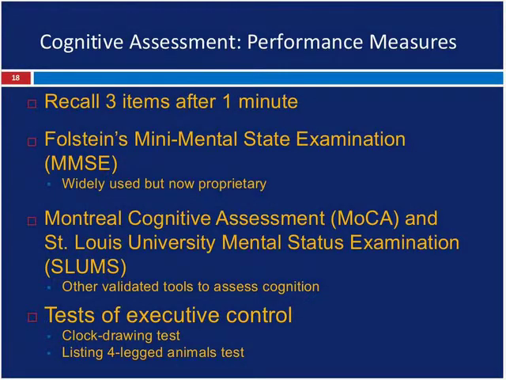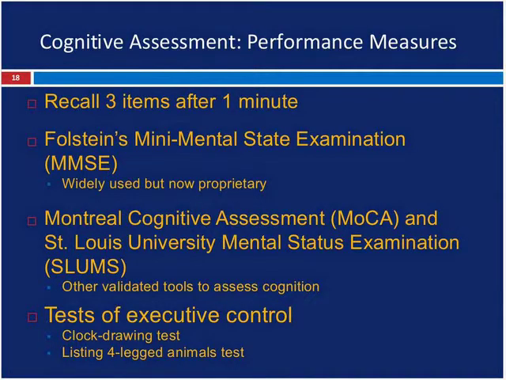I'm also going to highlight in a couple of slides the MoCA, or the Montreal Cognitive Assessment. This is not copyrighted, and it's also available online in multiple languages, so it's nice if you're working with a diverse population with different languages. And then there's also the SLUMS, or the St. Louis University Mental Status Exam. These are other validated tools that you can use to assess for cognition.